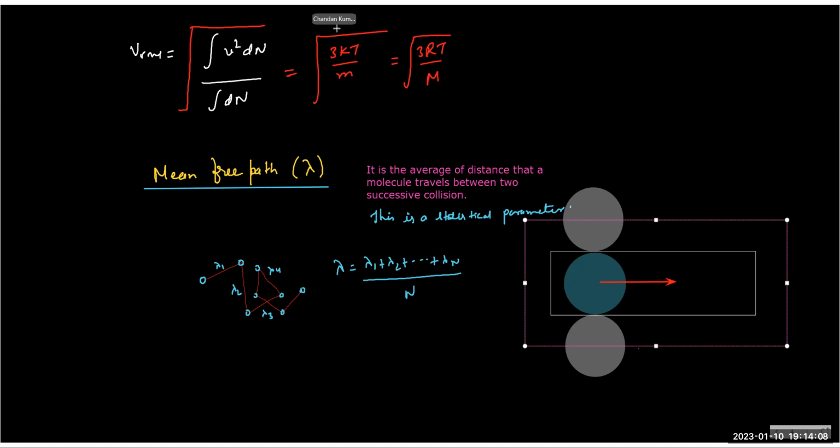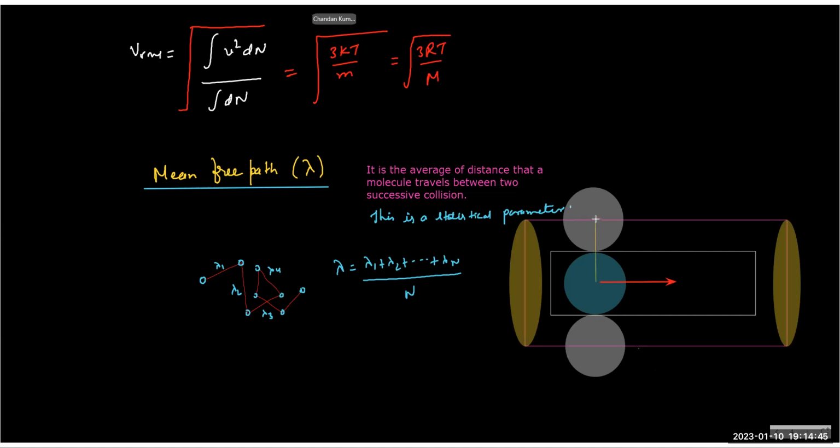So this is our cylinder. Can we say that every molecule within this cylinder will have the chance of hitting it? Yes. So this is called the effective volume.